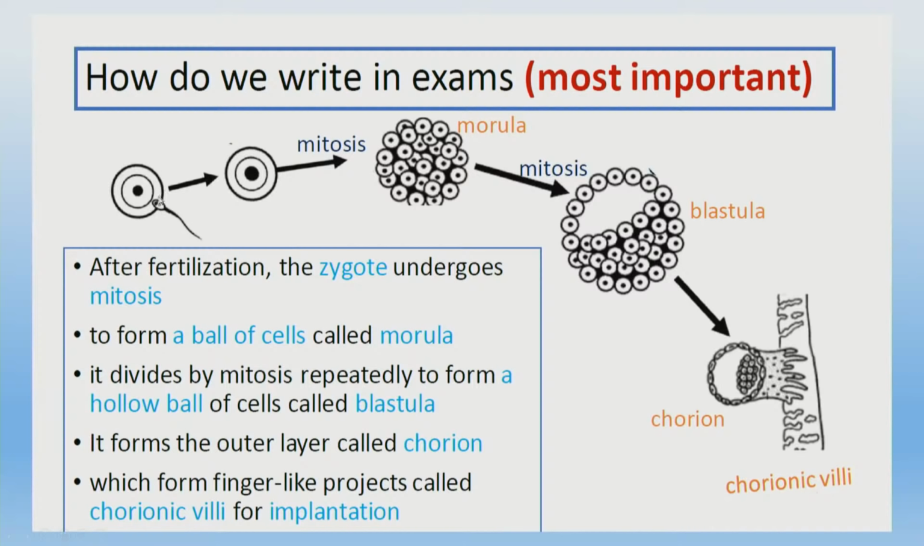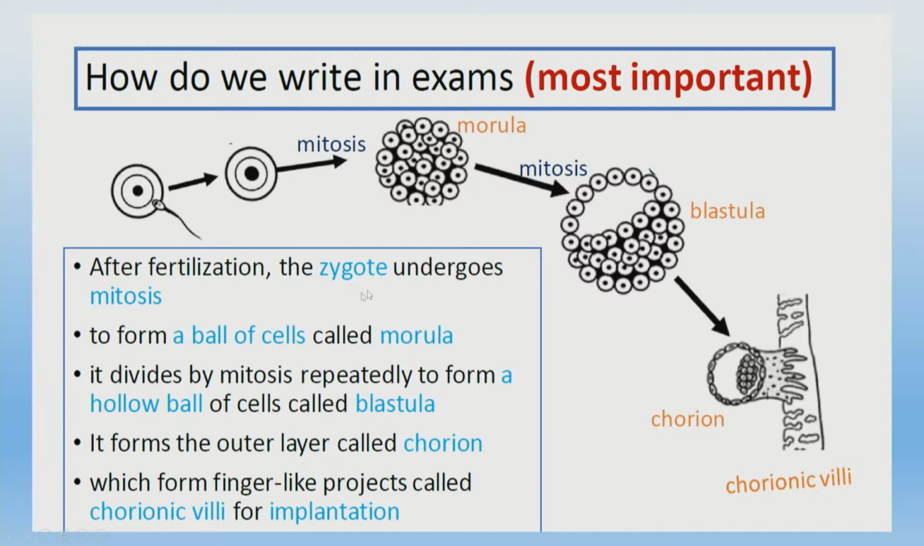From the diagram, again, I will repeat: the sperm cell and the ovum, fertilization taking place, and then we have the zygote, and then the zygote dividing by the process of mitosis to form this morula, ball of cells, and then mitosis again, and then blastula, which is a hollow ball of cells, and after that we have implantation here. You still remember that the outer layer of the blastula will form a membrane which is called the chorion, and then the chorion will form the chorionic villi, and after that we will have implantation. So please, this is how you have to write this.